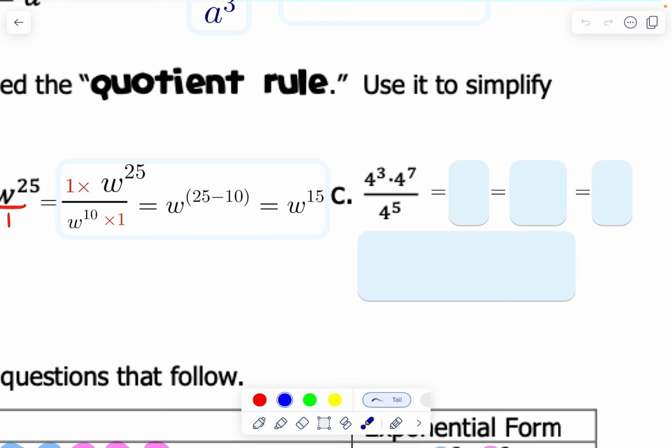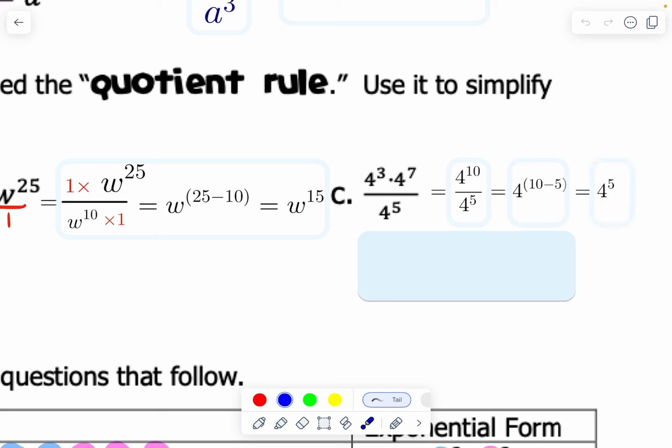So different ways to do c. One way is you could combine the powers on top. So 4 to the 3rd times 4 to the 7th gives me 4 to the 10th. And now we can apply the quotient rule, and I get 4 to the 5th.